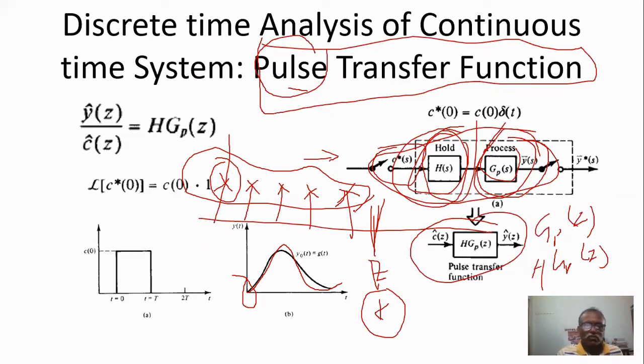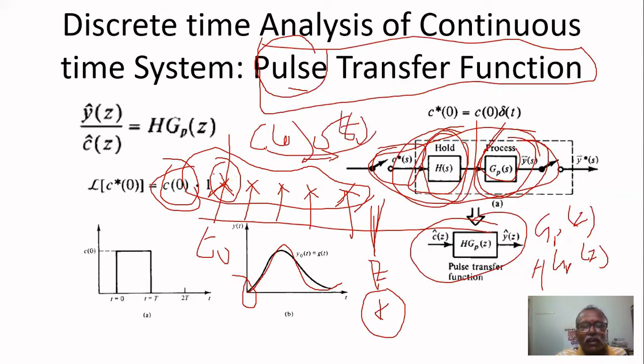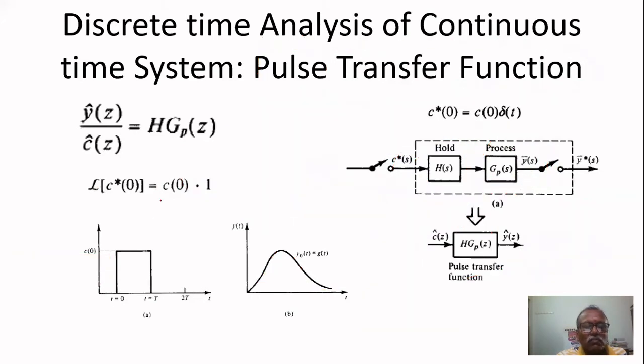This is the step input. At t equal to 0, the magnitude of this impulse is E naught. Therefore, if you take the Laplace transform of this, you will get E naught multiplied by 1. Because how will we write this impulse? Its magnitude is E naught into delta of t. If you take the Laplace transform, you will get E naught multiplied by 1.